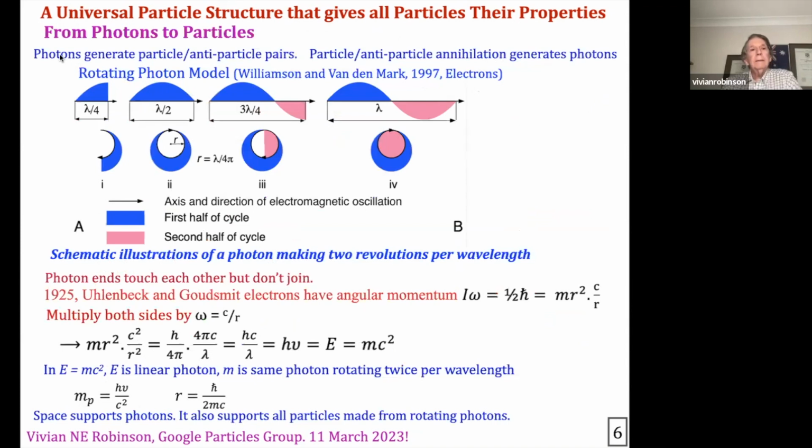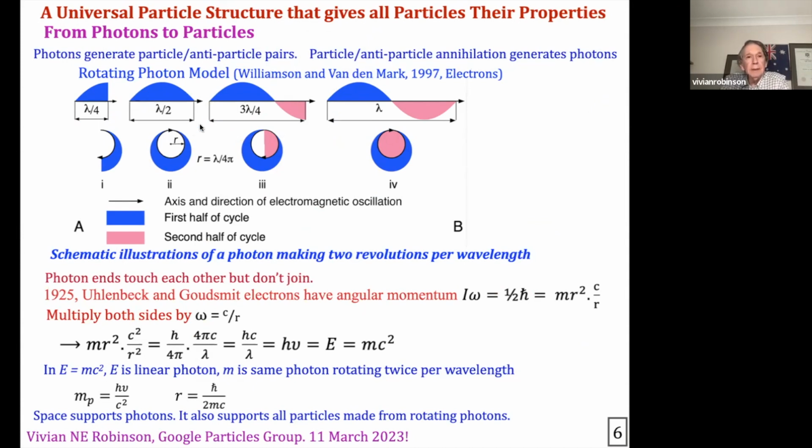Now, how do we get from photons to particles? Well, it's been known for a long time that photons can generate particle-antiparticle pairs. At the same time, particle-antiparticle annihilation generates photons. There's been a long established relationship between photons and particles. Now I'm going to use a model that was first published by Williamson and van der Mark in 1997, when they were applying it to electrons.